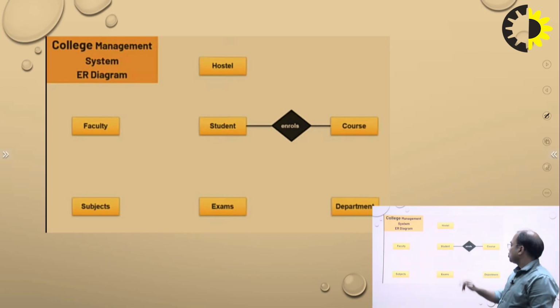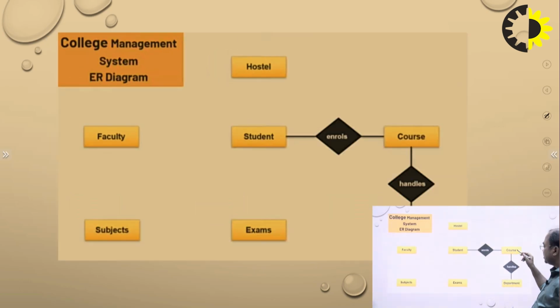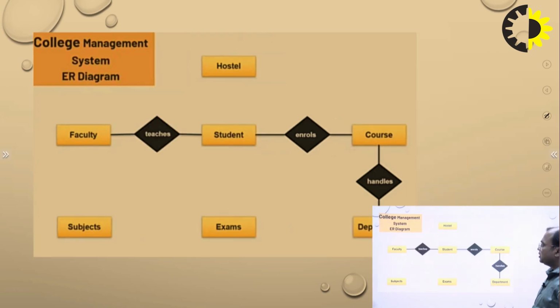Likewise, we can draw courses and department. The relationship between courses and department is that courses are handled by the department. Different departments handle different courses. So the relation between the course entity and the department entity is that the department handles the courses.